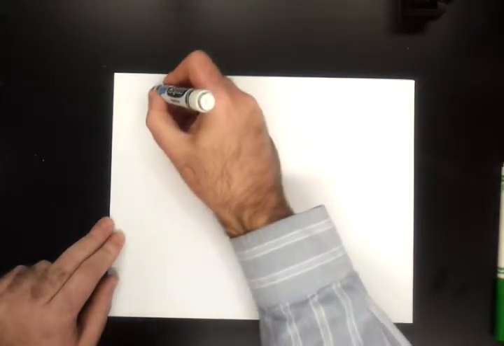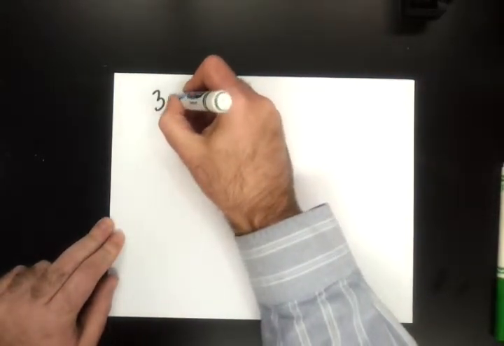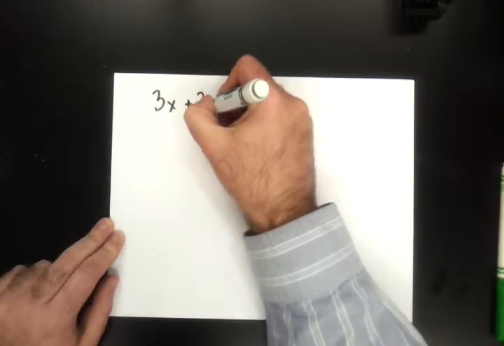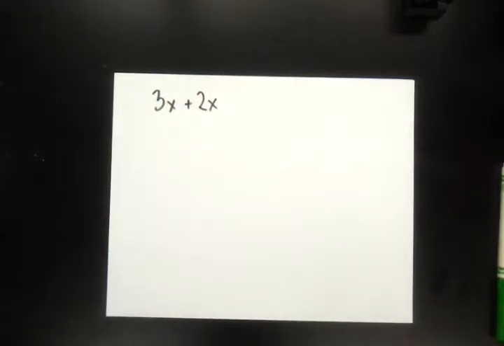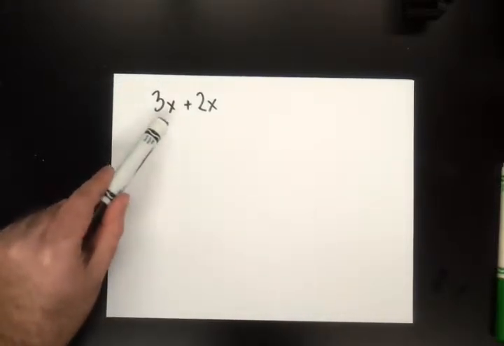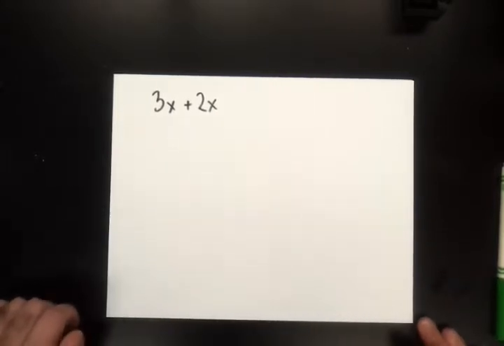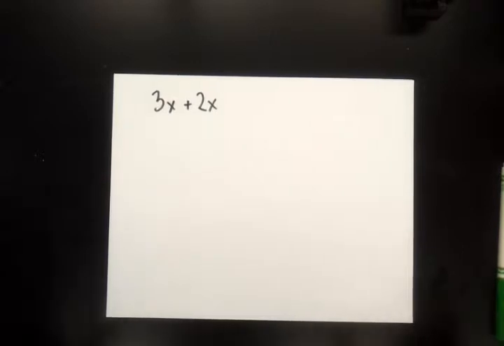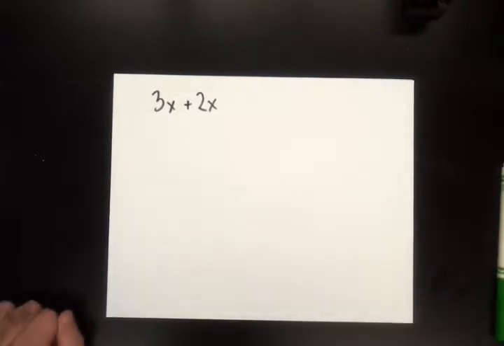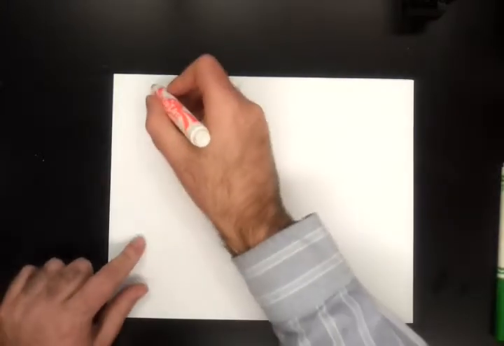Let's do a simple one. Let's do 3x plus 2x. First things first, identify if you have different types of terms. I have an x term, I have an x term. These are two terms that have an x in them, x to the first power. They're like terms. I can combine them. They're both x terms.